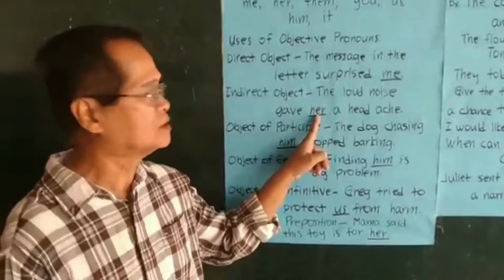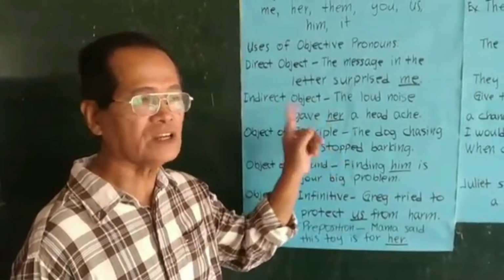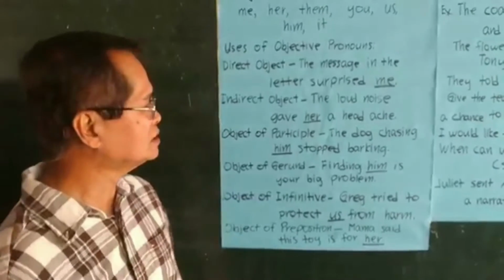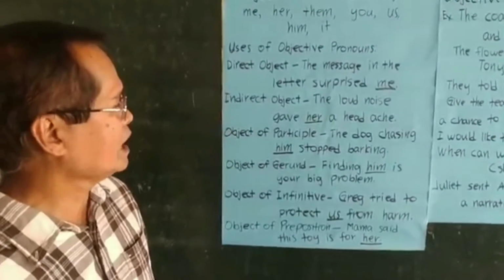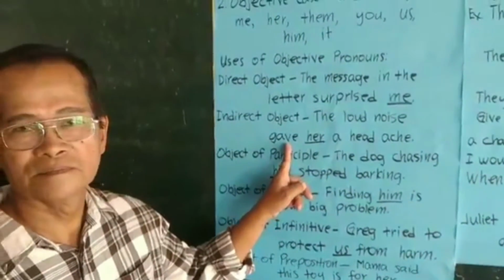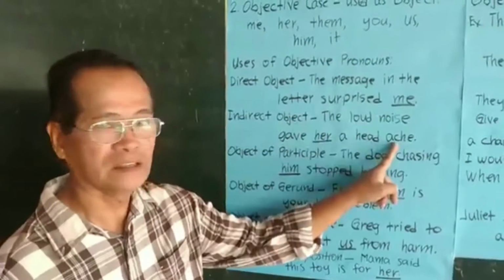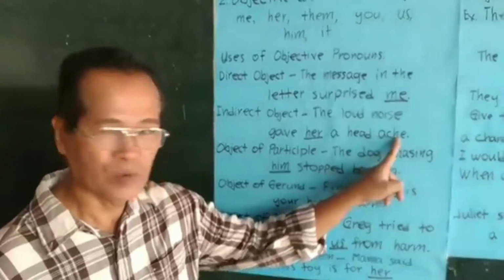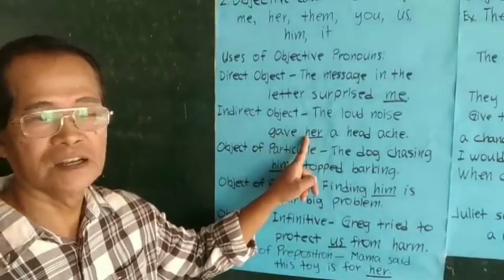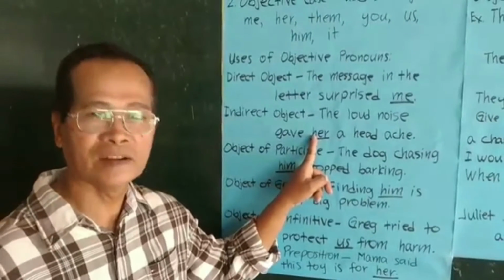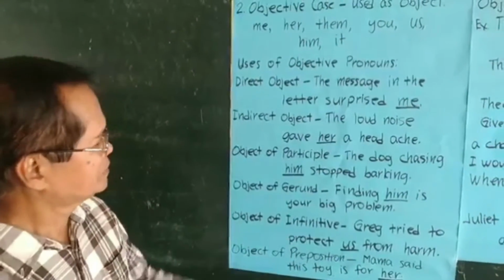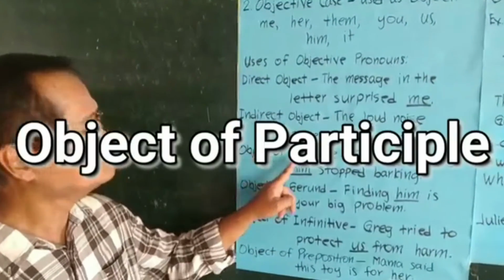But how would we know that it is an indirect object? First, we need to find the direct object by asking the question what after the verb. The loud noise gave what? The answer is headache, and that is our direct object. To whom? The answer is her. So her is our indirect object. Now, next, it is also used as object of a participle.